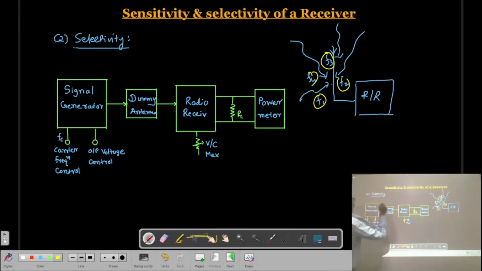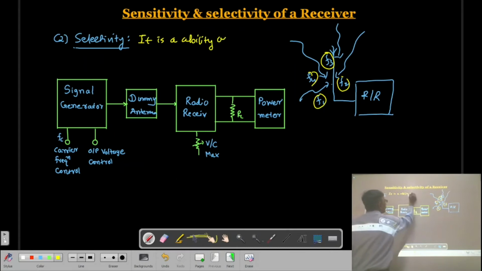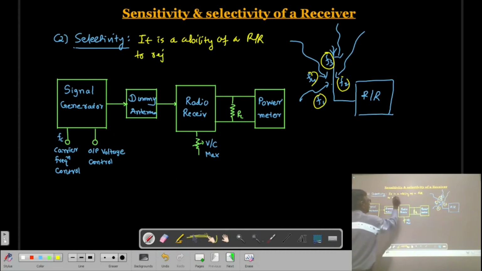So it is the ability of a radio receiver to reject the adjacent frequency.